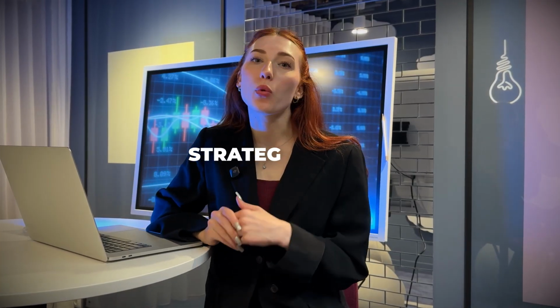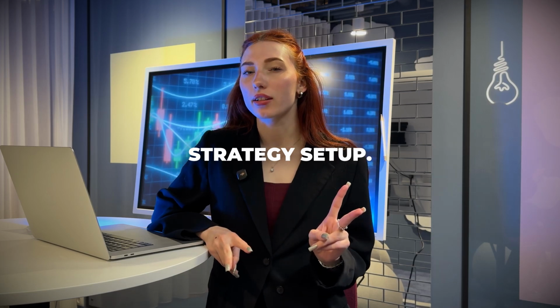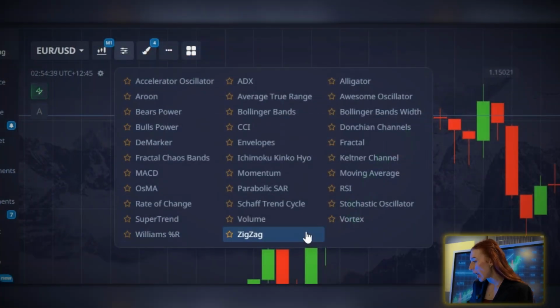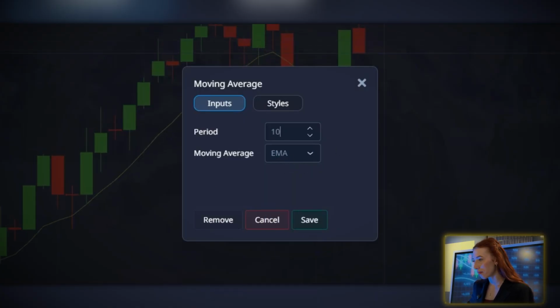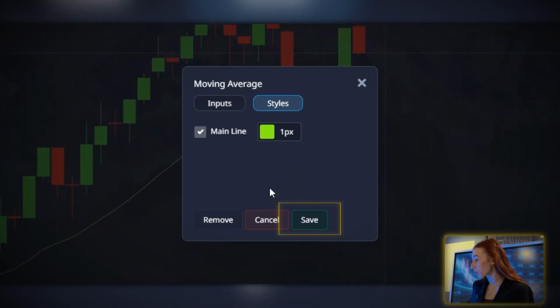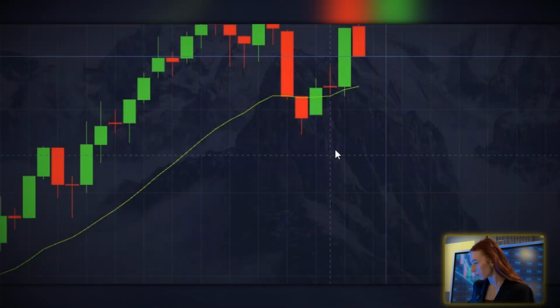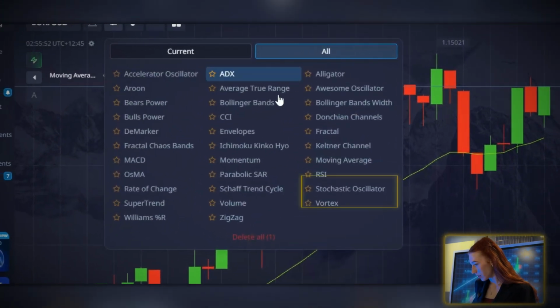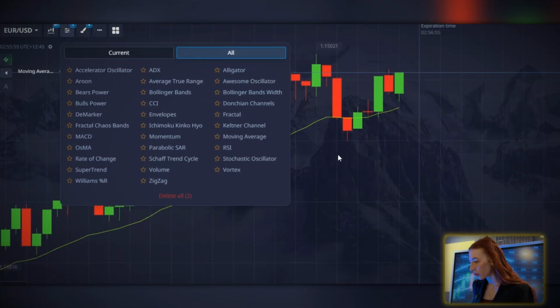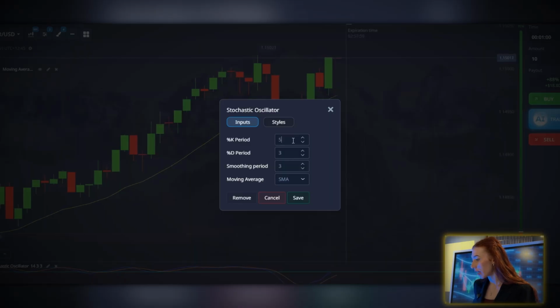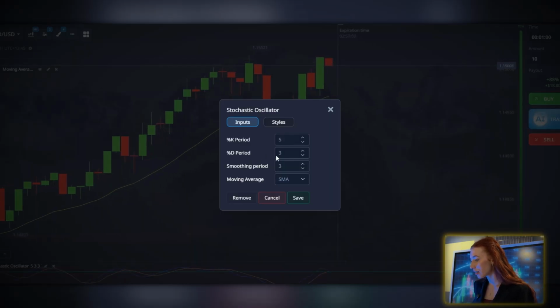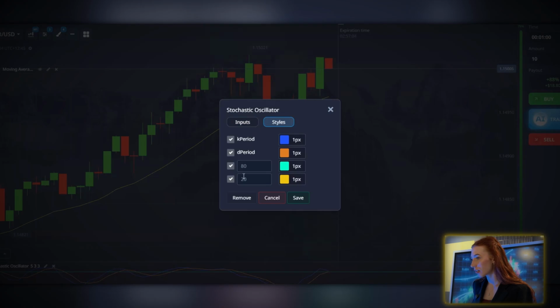So the strategy is very easy. We need only two indicators, moving average and stochastic oscillator, and let me show you exactly how to set them up. First, add moving average, set period to 20, type SMA or MA, doesn't matter, and apply to close price. There it is. Second, add stochastic oscillator, set %K period to 5, %D period to 3, slowing to 3, and don't forget to draw horizontal lines at levels 20 and 80.